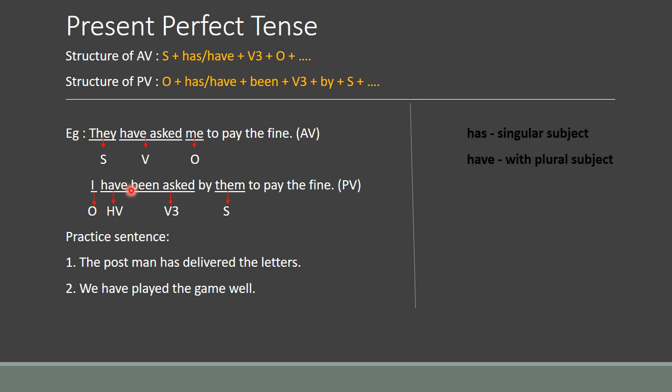I have been should be added as per the rule. I have been asked. V3 form of asked is asked only again. So I have been asked by, I have added. They, objective form is them, I have added. So I have been asked by them to pay the fine. So this is how you have to change. Practice sentences you can try later.